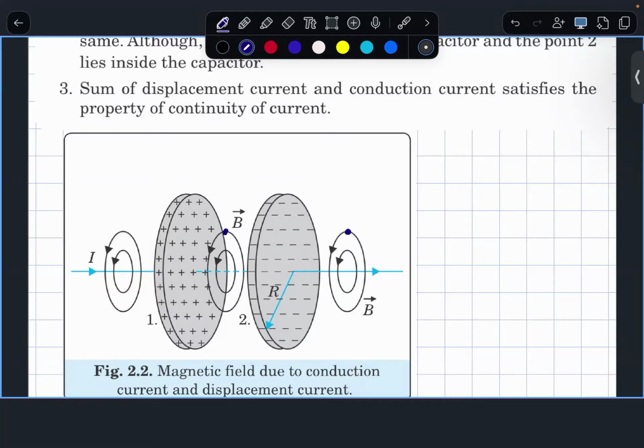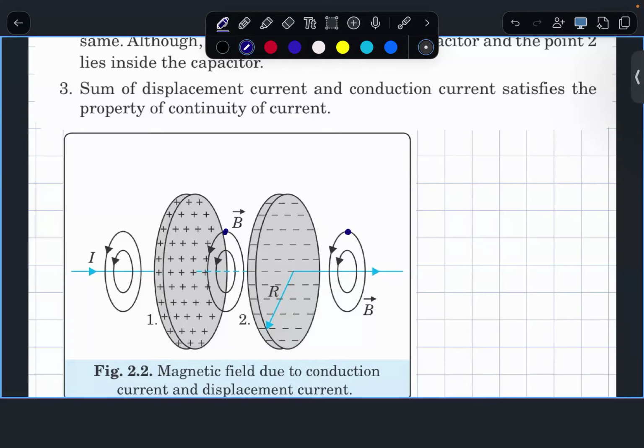The sum of displacement current and conduction current satisfies the property of continuity of current. These are some theory points which you need to know. Otherwise, you will find it a bit difficult in handling these issues.